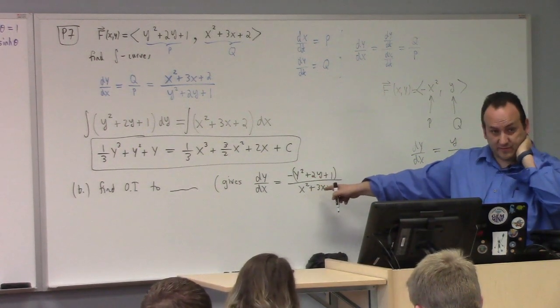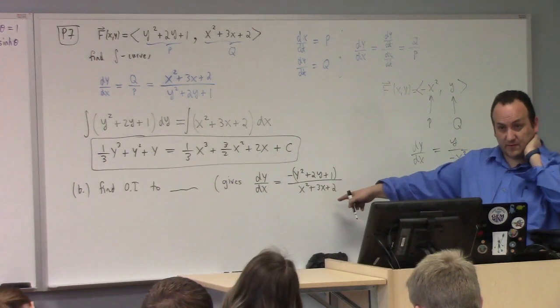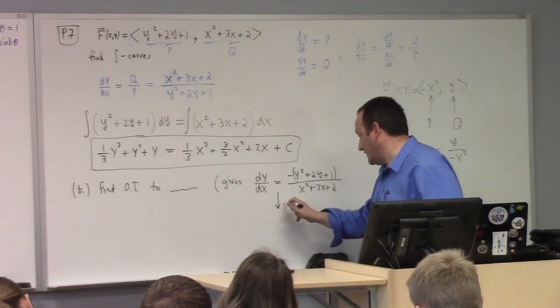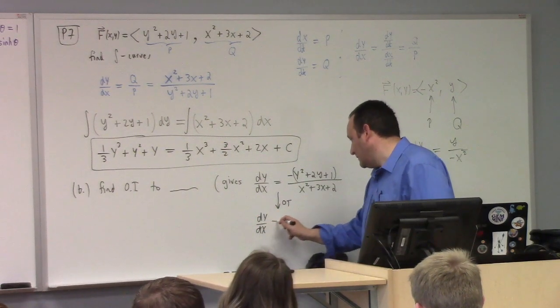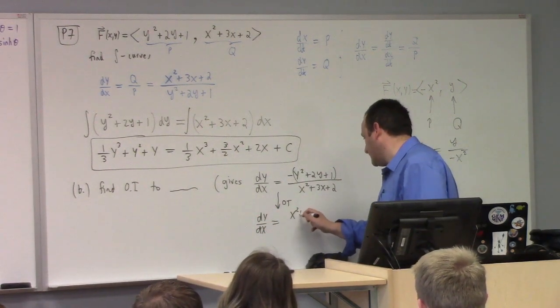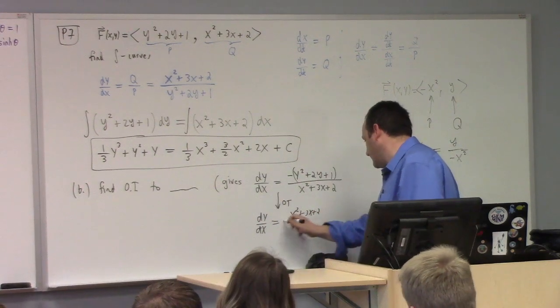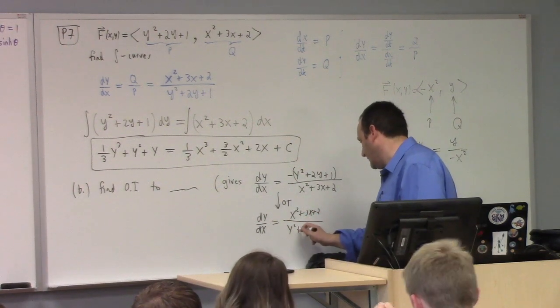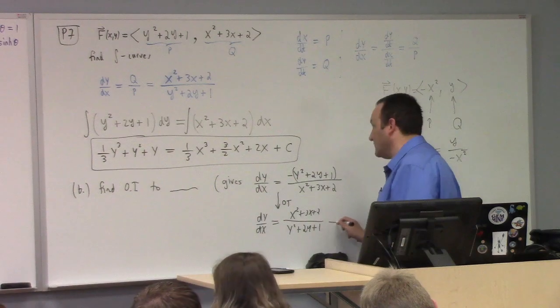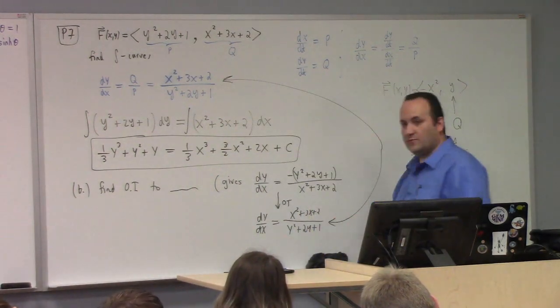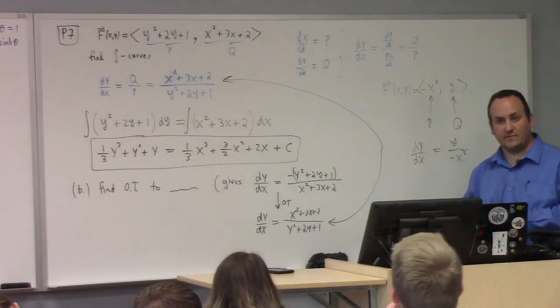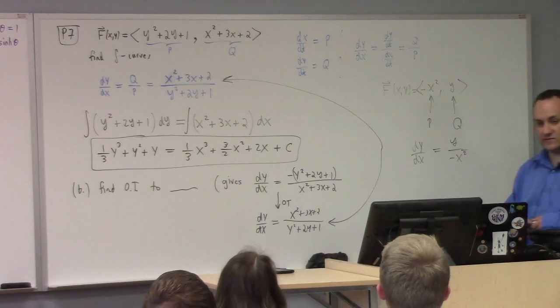But then to find the orthogonal trajectories, you take the negative reciprocal. So to find OTs for that, you get dy/dx equals x squared plus 3x plus 2 divided by y squared plus 2y plus 1. In other words, it's the same problem. Parts A and B were the same problem for different applications of differential equations.